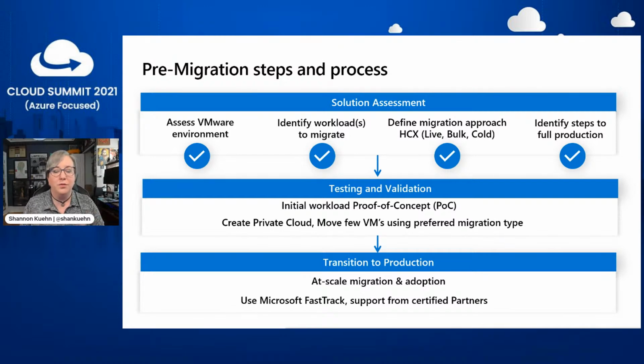And then that enables you to move to the proof of concept side of things. This is where you create the private cloud. You move a few VMs using the preferred migration type, and you build up that familiarity as to what Azure VMware Solution looks like in terms of Azure. This then helps you transition to production. So there's the at-scale migration and adoption, right? Once everything's up, once you've vetted everything, everything's been tested, everything's been deployed, you can start to think about migrating those VMs pretty readily. And if you don't have the cycles, Microsoft does have FastTrack, and we've got a partner ecosystem that requires certification from Microsoft each year to be able to work with customers to migrate VMs into Azure VMware Solution.